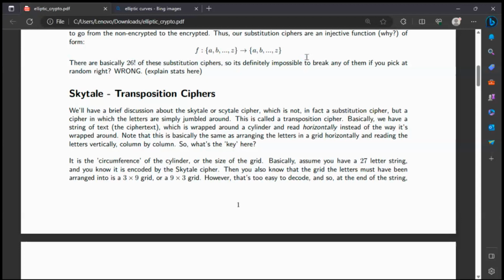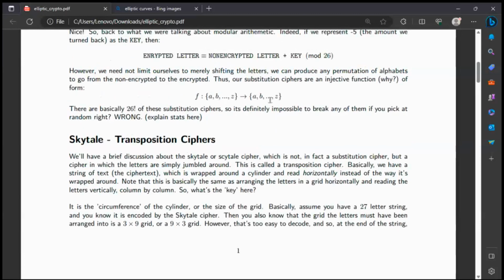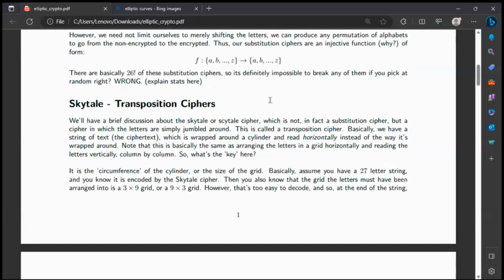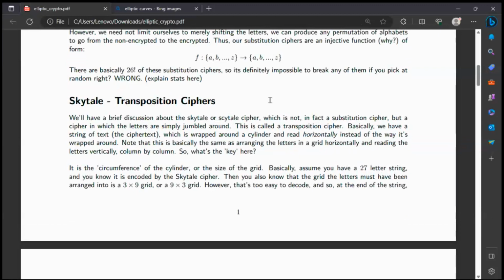So there are 26 factorial of these substitution ciphers, since there are 26 places for A to go to, 25 places for B to go to, and so on. So it should be very hard, if not impossible, to break any of them if we pick a code at random. But that's actually not true.